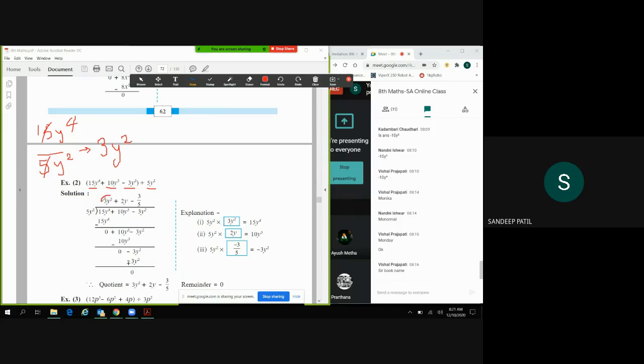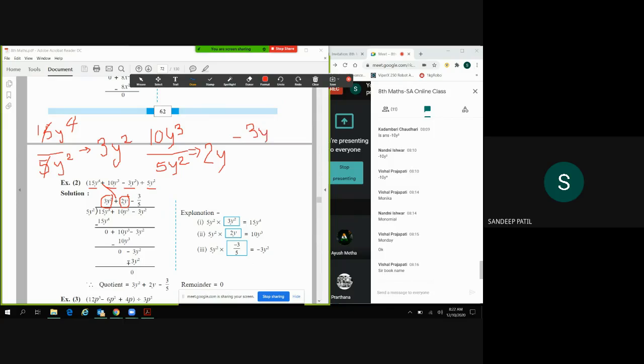So that is the first answer. Then there is again an addition sign. Then what is the next term? We have to carry out the division, 10y cube divided by 5y square. Here we will divide the constant terms, 10 divided by 5 is 2. Y cube divided by y square becomes y. So 2y is the answer. Hope you are following what I am discussing here. If you have any question, please write in the chat box.